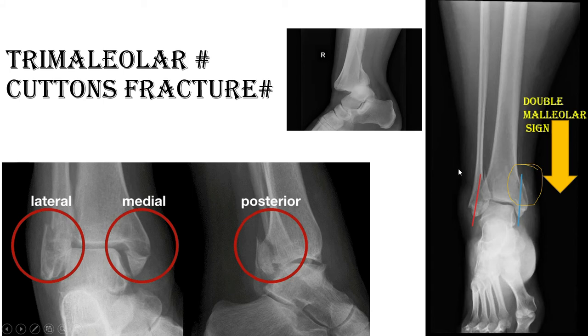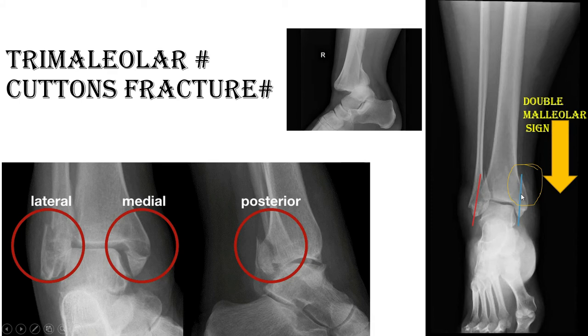Okay. Now, on AP view, how may you miss a posterior fracture? On AP view you have to see if there is a double malleolar sign, that is the pathognomonic radiological hallmark that there is a chance of posterior malleolus fracture.